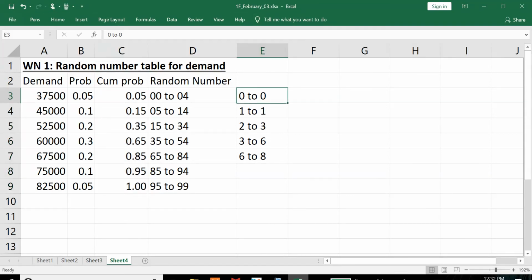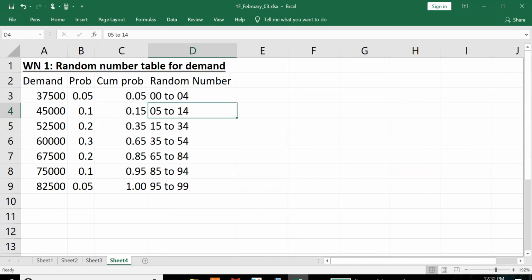So we had the probabilities with 2 decimals. 05 means it ends with 04. 15 means it ends with 14. 35 ends with 34. 65 ends with 64. 85 ends with 84. 95 ends with 94. And 100 ends with 99.